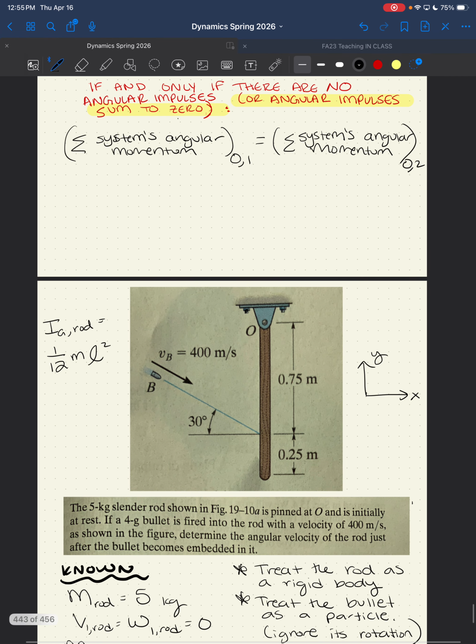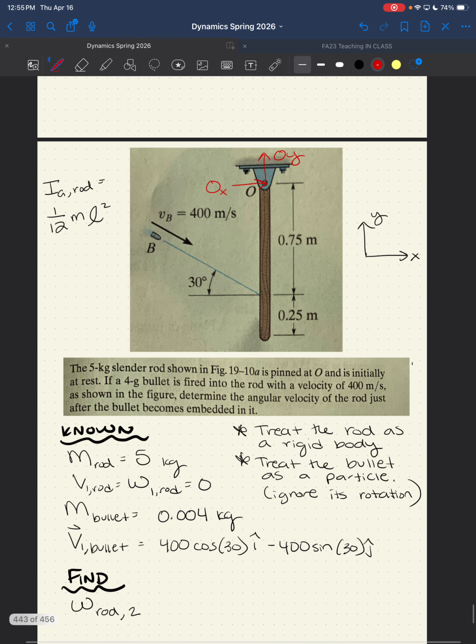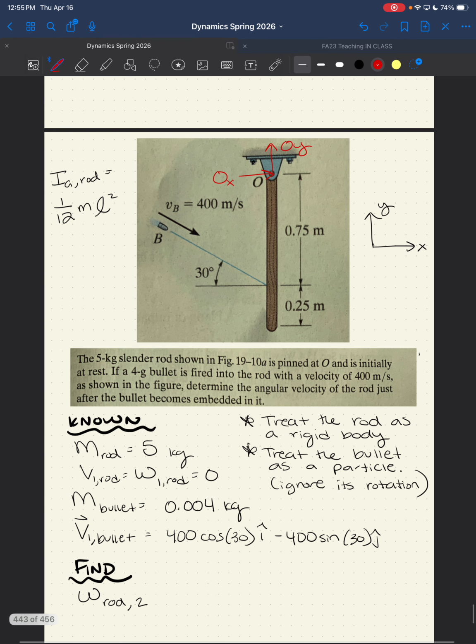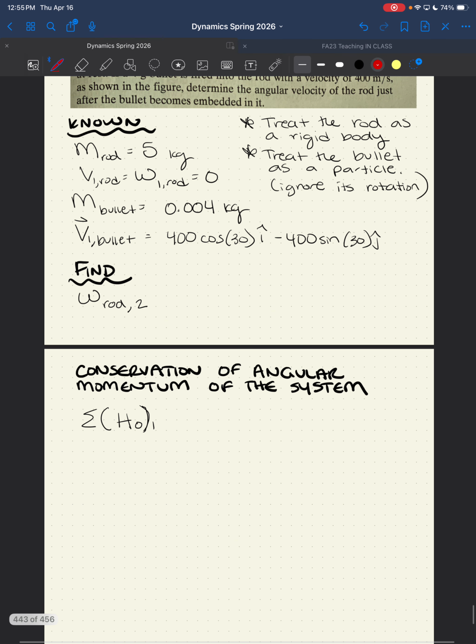Okay, so we can go term by term here if we like. Remember, we're treating this as a particle. So what is the angular momentum of a particle about some point O? What's that equation? Yes, r cross mv, where r is from the point to the particle, I think.